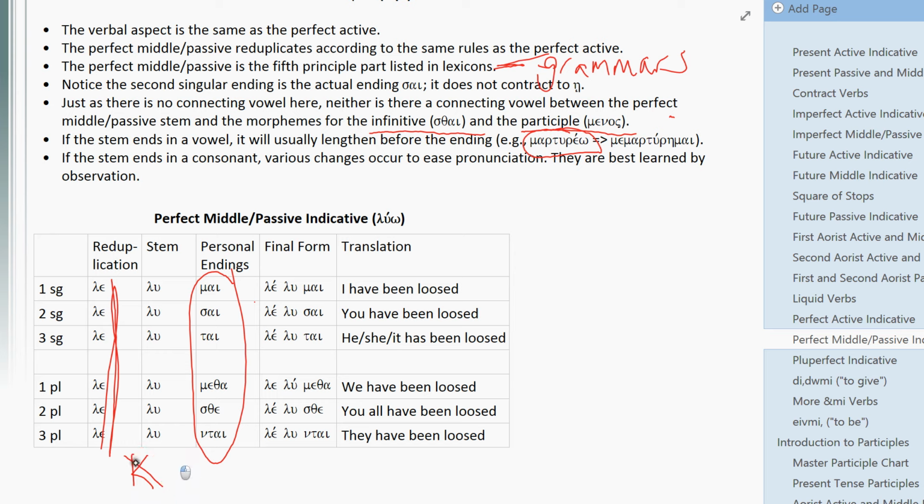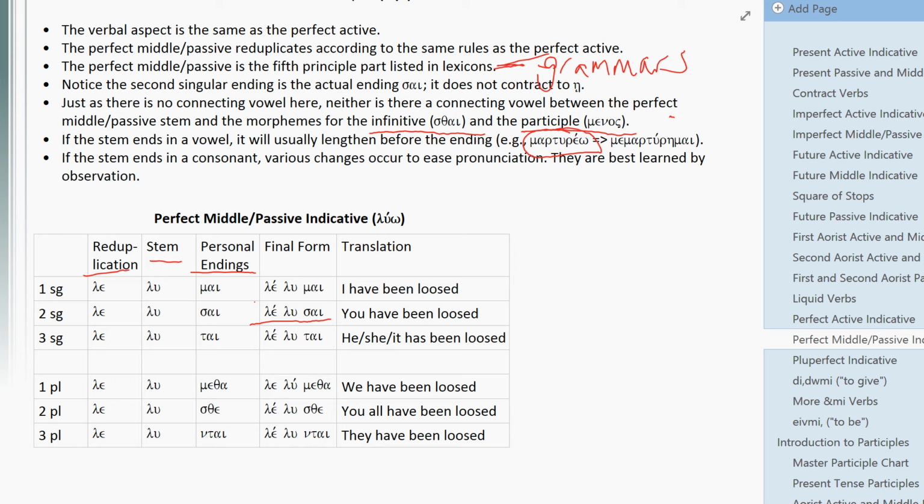Now, as far as the actual paradigm, you've seen the constituent parts. It's got the reduplication, it's got the stem, which is the perfect middle passive stem, which you can find from the fifth principal part. And then you've got the personal endings: mai, sai, tai, metha, sthe, ntai. Second person singular does not change.